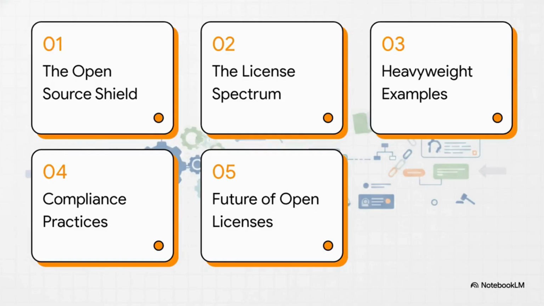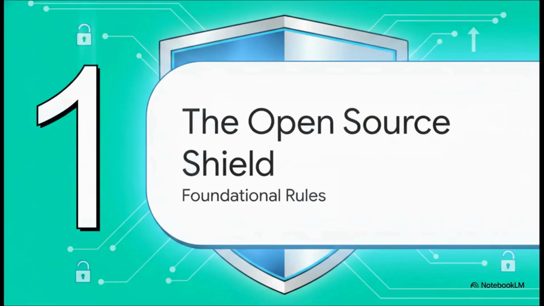So to keep you legally safe, our roadmap today is simple. We'll cover the open source shield, the license spectrum, some heavyweight examples, best practices for compliance, and finish up with the future of open licensing. Let's get into it. Starting with Section 1, the open source shield and the foundational rules.